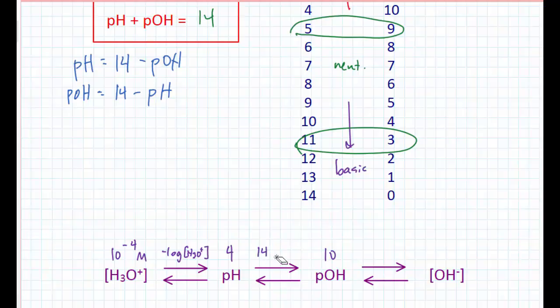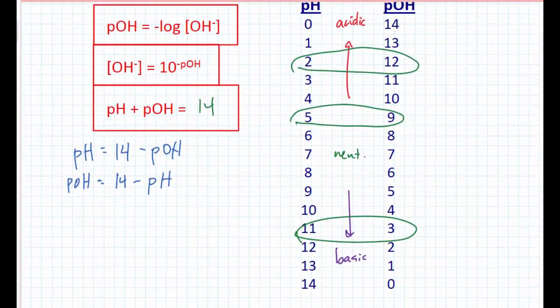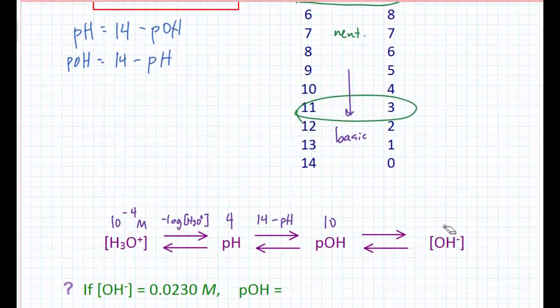Yep, we did 14 minus pH. Okay? And if pOH is 10, what would the OH minus, the hydroxide ion concentration, be? How do we get a concentration, right, from a p-value? What do you think that would be? Yep. We're going to go 10 to the negative pOH. It's going to be 10 to the negative 10 molar.